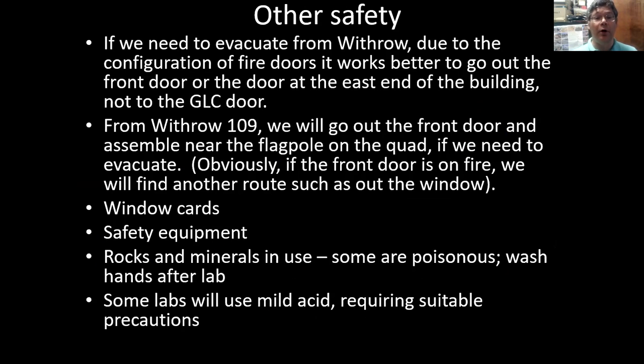Some additional safety things if we are in the classroom in With Row and need to evacuate. It turns out that going out, around, and out the front door onto the quad is the best option for evacuation. Now, of course, if the front door is on fire, we'll do something else, but that's the standard approach. On the back of the door, there are window cards to use if we are to shelter in place. Green card says everybody in here is okay. Red card says we've got a problem in here. Also, doors to rooms should have stickers giving safety information in case that's needed.